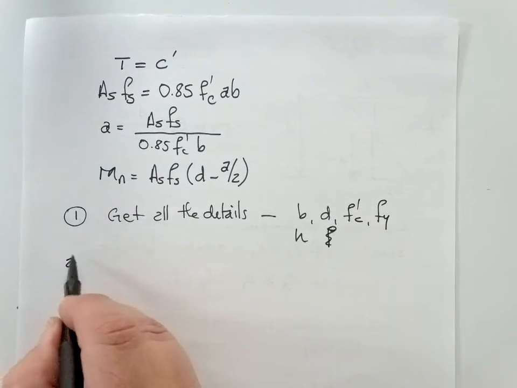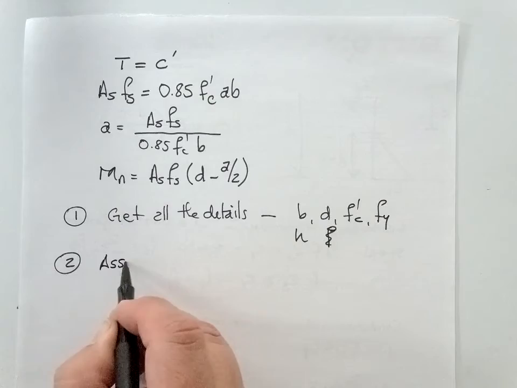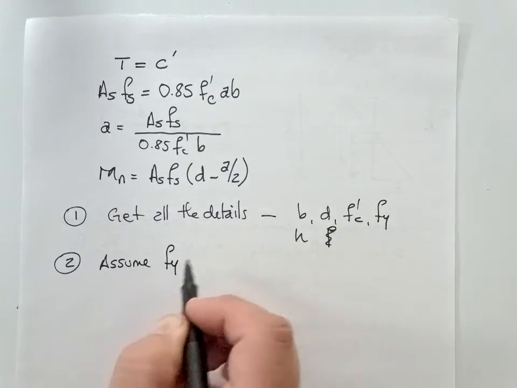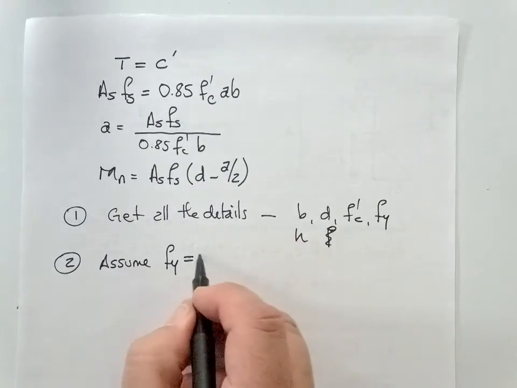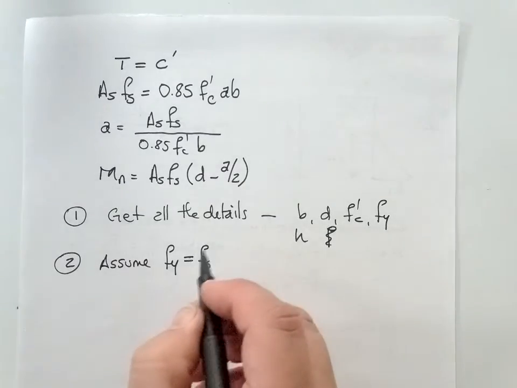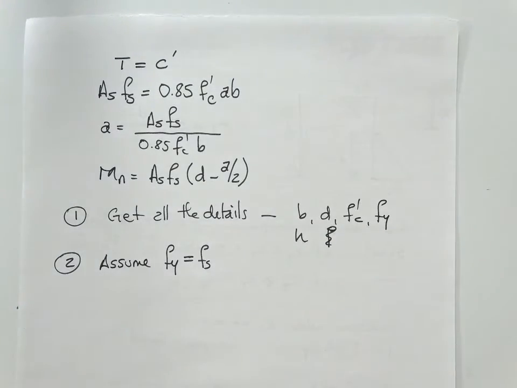So then number two, I'm going to assume F_S is equal to F_Y, the stress in the steel is equal to the yield stress. Okay? So that's an assumption. And why do I like that assumption? It makes the math work. Is it true? How the hell should I know? I don't know if it's true or not. But I can check, right?